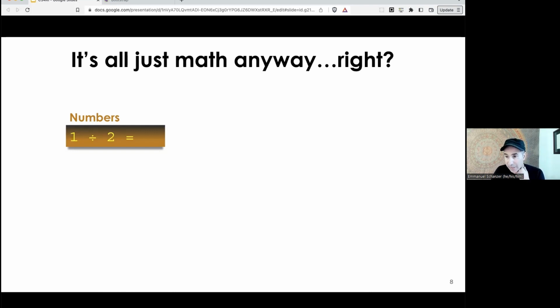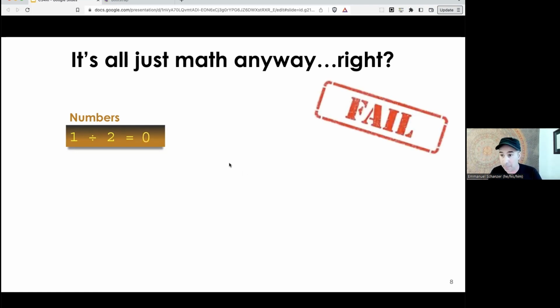We have a vote for 0, 2 votes for 0. Come on, guys, get serious. 1 divided by 2? 0.5, another vote for 0. Well, you know what? The zeros are correct. In Java, 1 divided by 2 is 0.